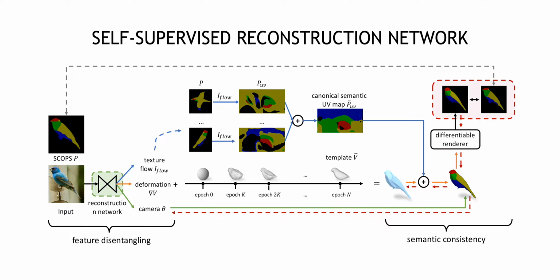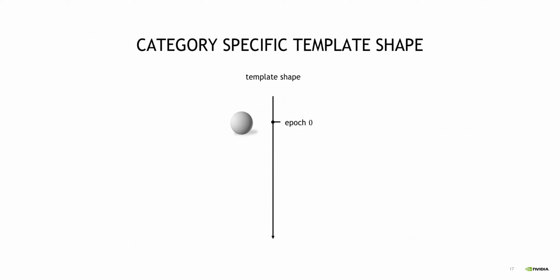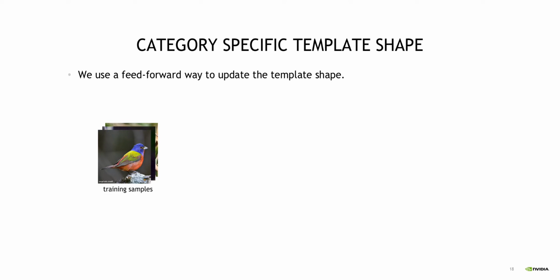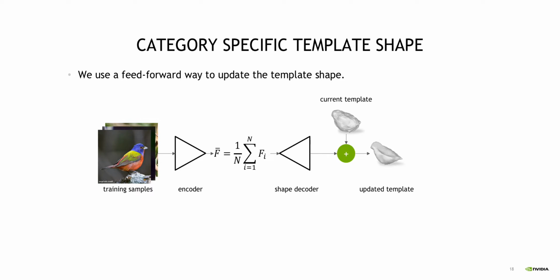We also discovered that using an existing template is not necessary, since the template represents the mean shape. It can be progressively updated from a sphere. So, we learn the network and the template in an iterative way. We start from a sphere, and we aggregate the average shape deformation to it every k epochs until it converges. When we update the template, we first use the encoder to extract the features of alternate samples and then feed the averaged features to the decoder. The output of the decoder is used to update the current template to a new template.